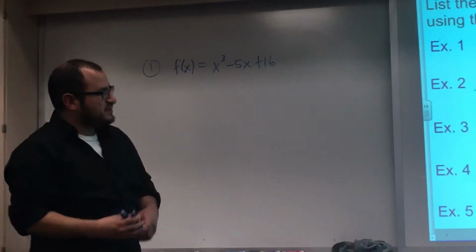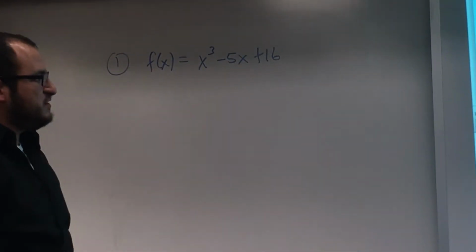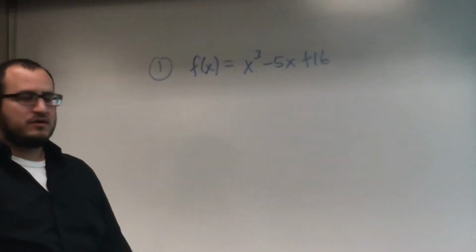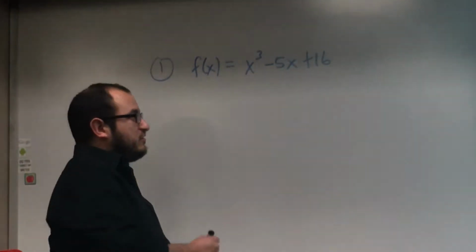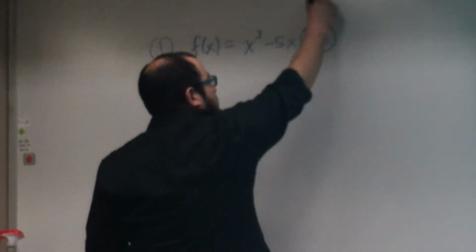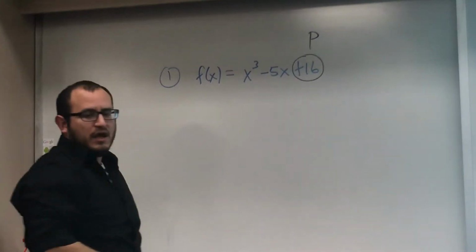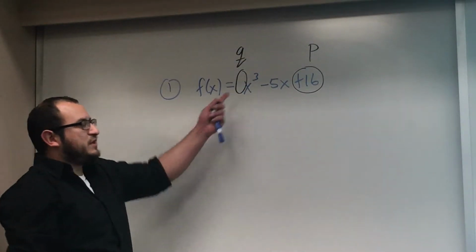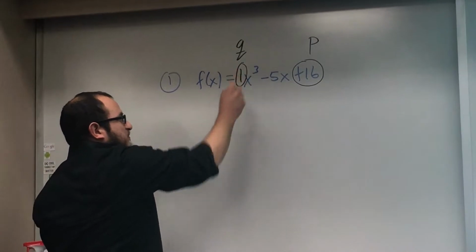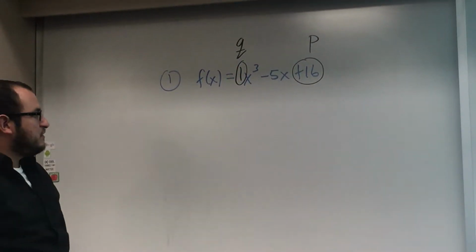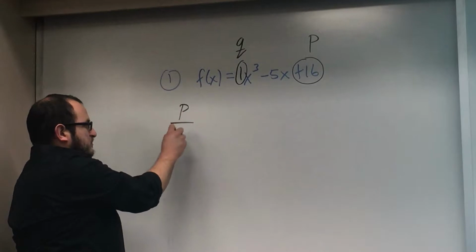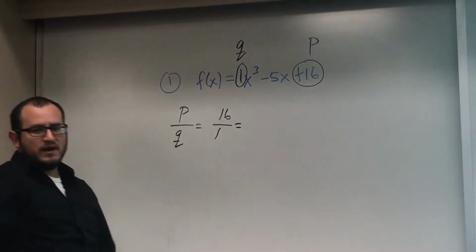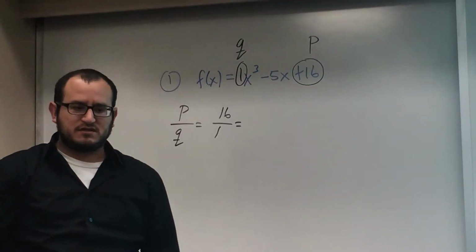It says list the possible rational zeros of the function using the rational zero theorem. So first, I want you to be able to identify P and Q. Looking back on the theorem, P is always going to be your last constant, and Q is going to be your leading coefficient. But there is no leading coefficient, but there is. It's a 1. Remember, 1 times anything is itself. So we have this formula, P over Q, 16 over 1. And now you have to list out all the possible factors of 16.